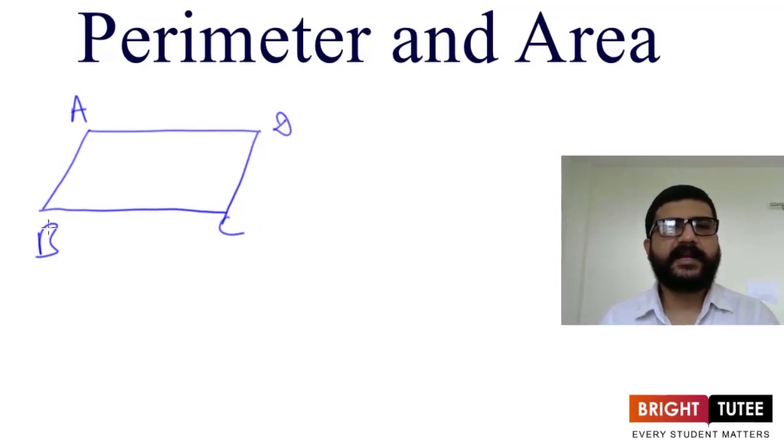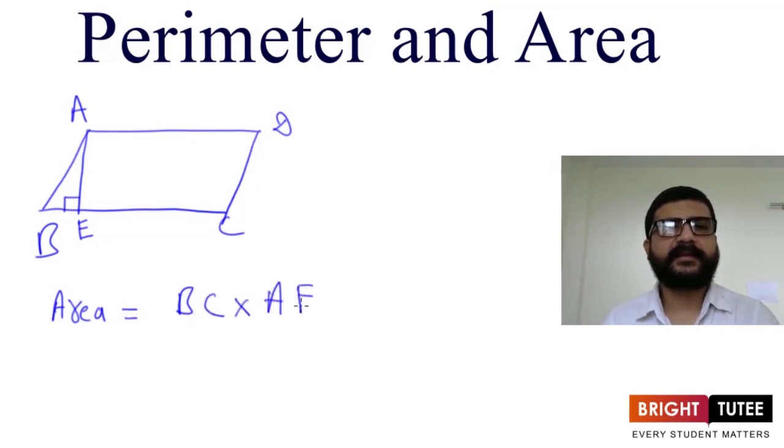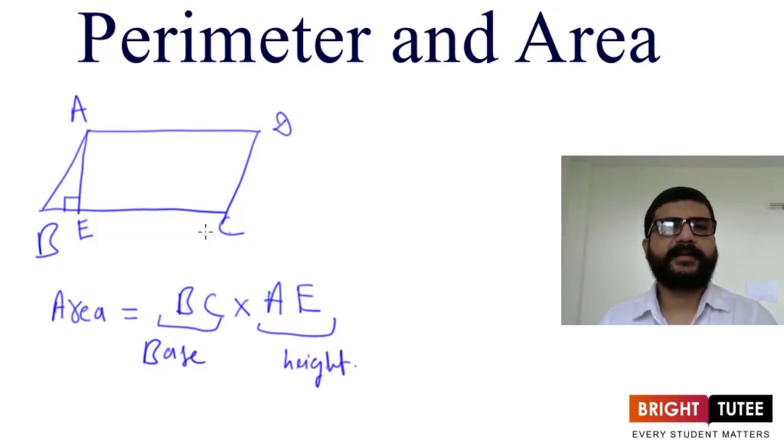D. Now if we are considering BC as a base, then height will be a perpendicular from opposite vertex on BC. That is, this will be the height. We can name it as E. So AE is the height and BC is the base. So therefore we can say area of this parallelogram will be equal to BC into AE. That is base into height. This one is base and this one is height. So this height is corresponding to the base BC.